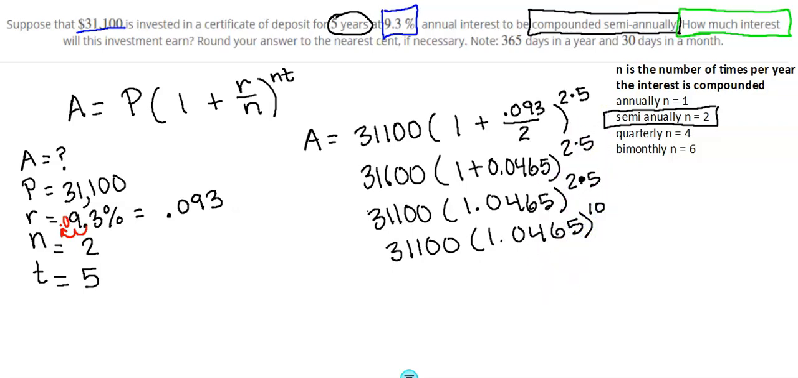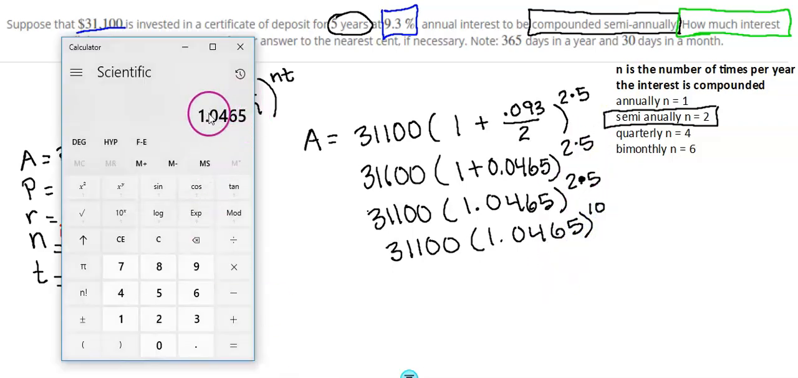If I was going to use my calculator for that, I would now need to clear this. I am not multiplying this times 2 times 5. So clear, and then 2 times 5. I've got this new version. Now it is time to raise what's in there to a power.